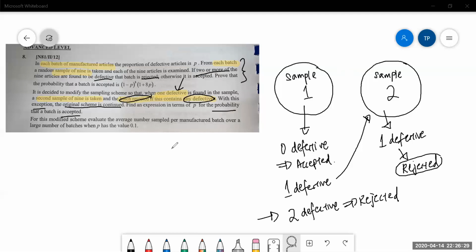For the batch to be accepted, there are only 2 ways for it to be accepted here. First way is that the first batch has totally 0 defective. Okay, we need to find that first batch 0 defective. The second way is that I find 1 defective in sample 1 and 0 defective in sample 2, then it can allow me to be accepted. Understand?